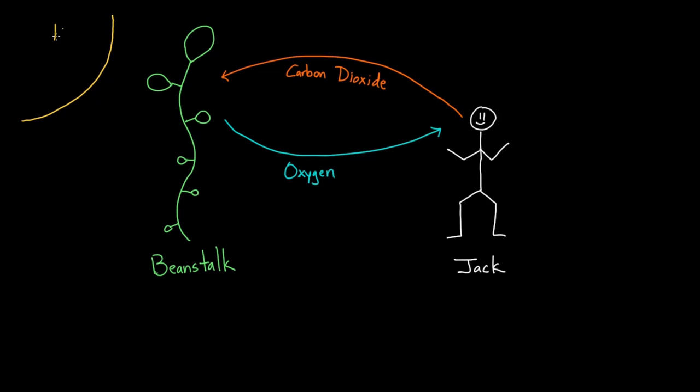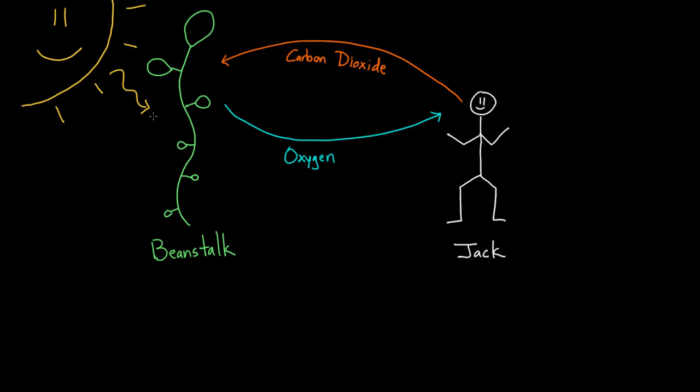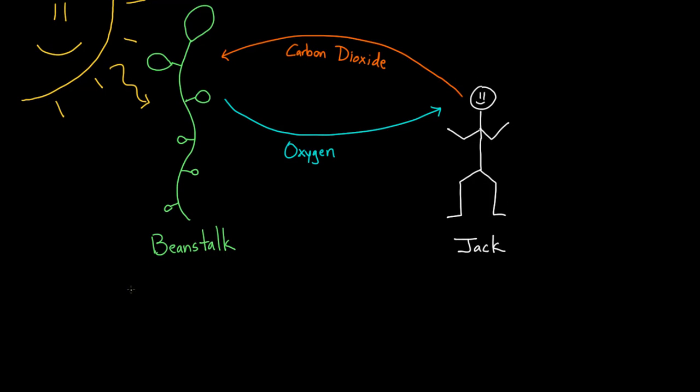We don't know for sure, but we think that perhaps some of the story took place during the day. In fact, we know that sunlight is quite important for this process, and the name that we give this process, for the beanstalk anyway, is photosynthesis. Photosynthesis. So what is really happening, we're going to write it out here, between Jack and the beanstalk, and really between all plants and animals? What is this process between them?